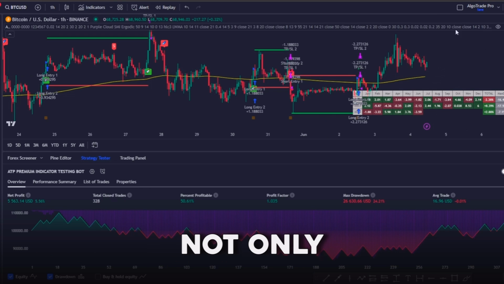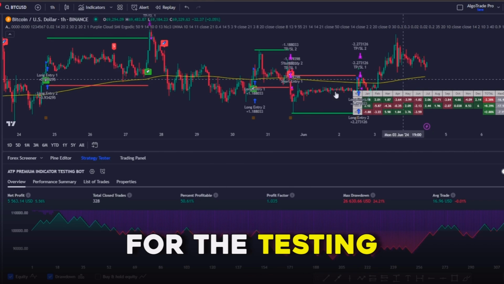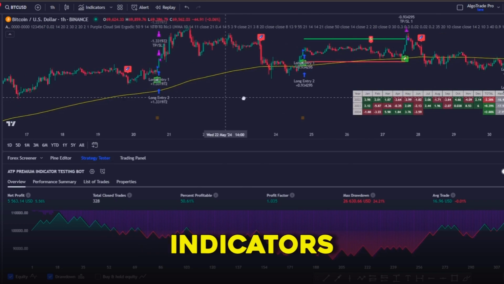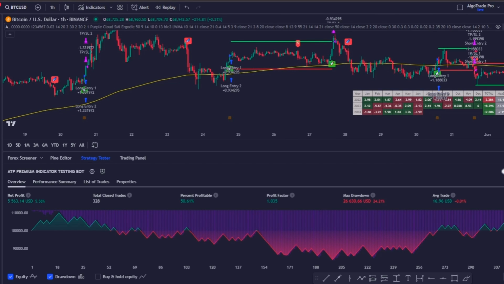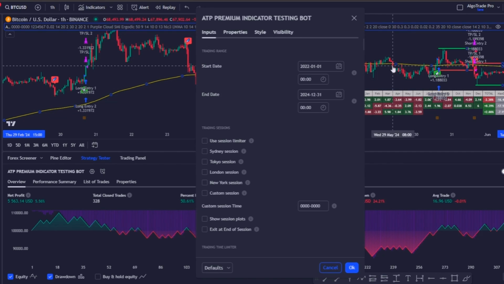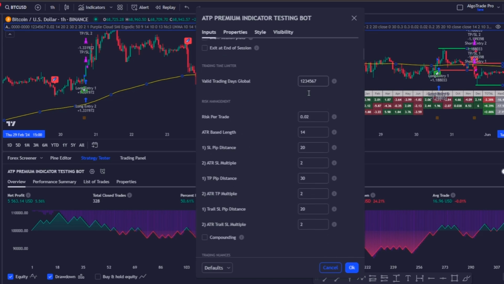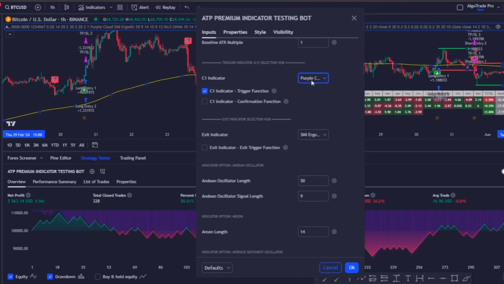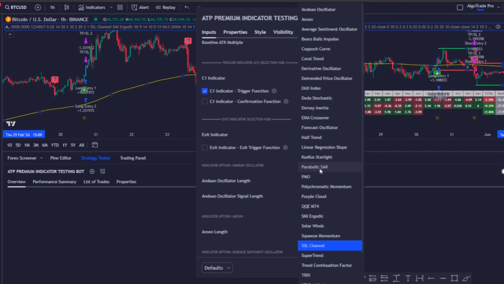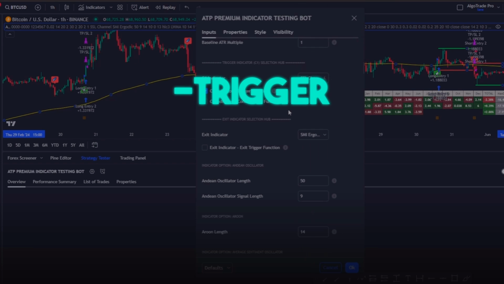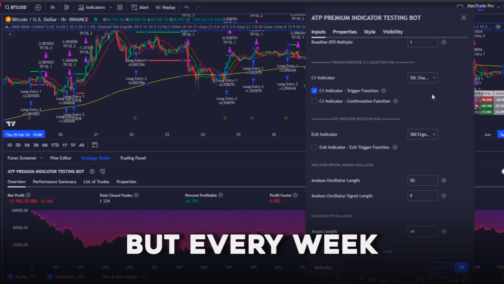This is a tool not only for backtesting but also for live trading, allowing for the testing of both individual indicators and complete strategies. As you can see, by entering in its menu by clicking on this button, I can set up everything from my data sample, trading sessions and risk management to selecting which indicators I want to test. Currently, you have 60 indicators available for testing with trigger, exit, volume and baseline functions, but every week new indicators are added.